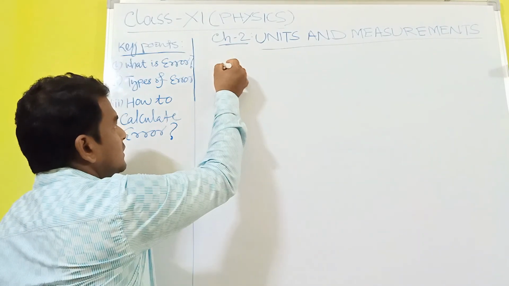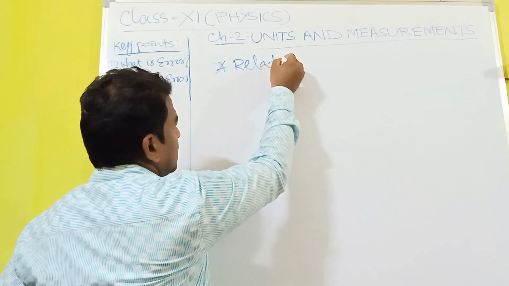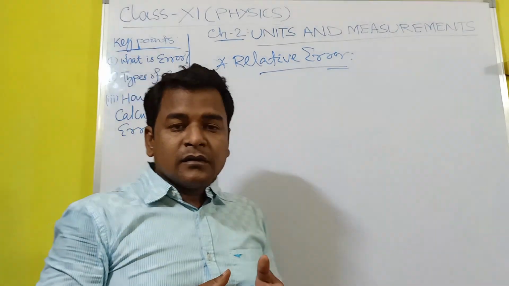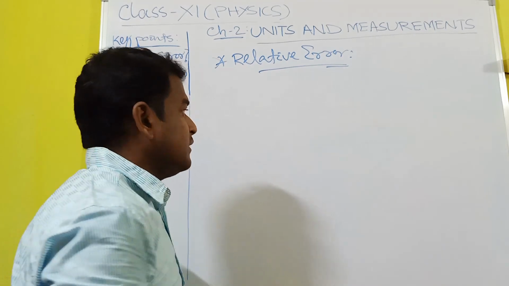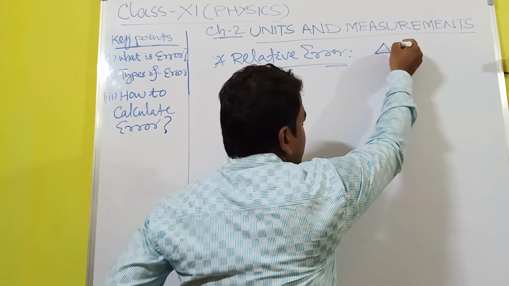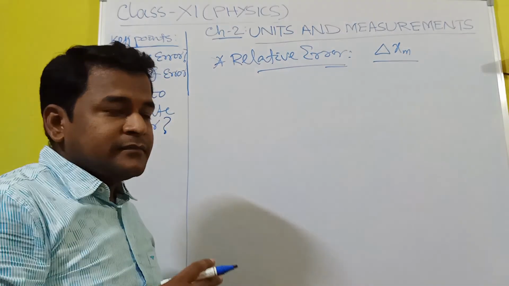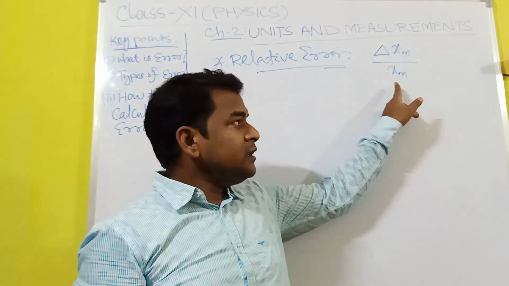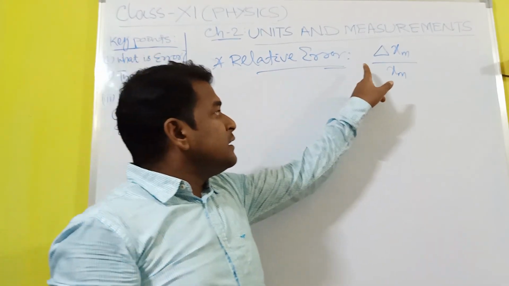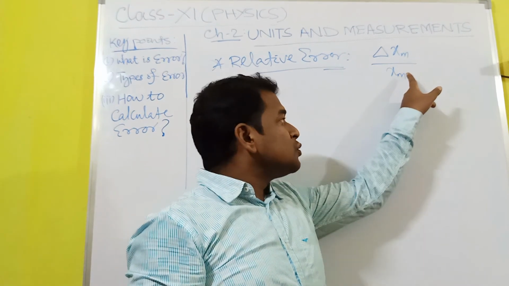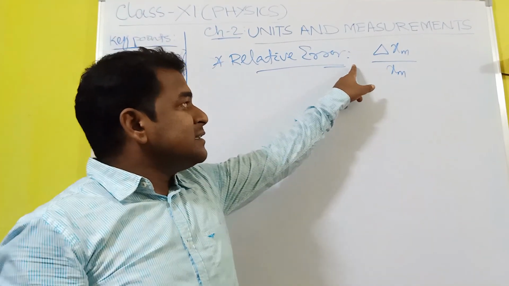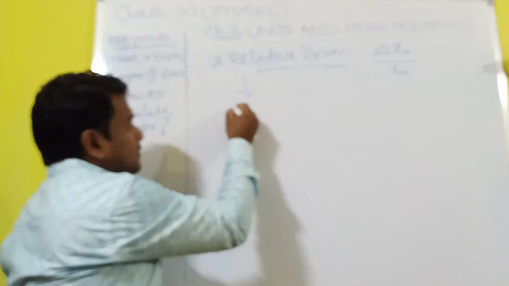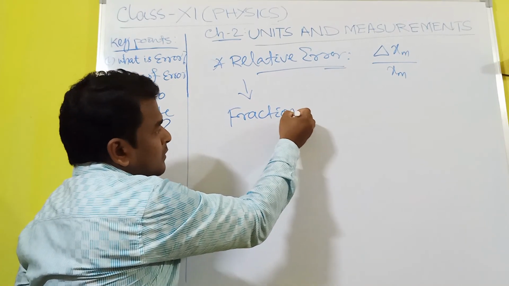Now we will discuss the relative error. Relative error is defined as the ratio between the mean absolute error, that is del xm, to the mean value of the readings, that is xm. So relative error is del xm by xm. Relative error is also known as fractional error.